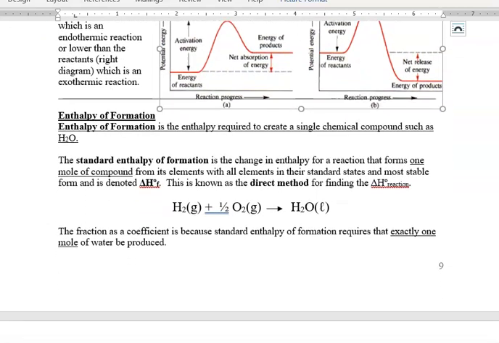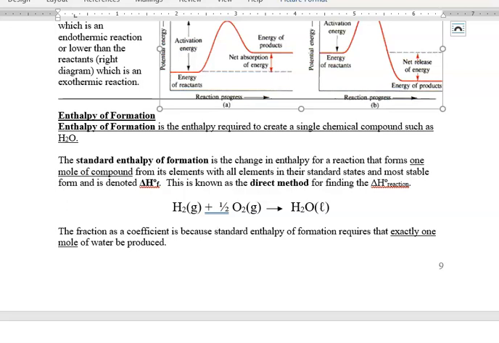All right, enthalpy of formation. Enthalpy of formation is the enthalpy required to create a single chemical compound such as H2O. So the standard enthalpy of formation is the change in enthalpy for a reaction that forms 1 mole of a compound. So that's a key, that's why it's underlined, from its elements, with all the elements in standard states and in their most stable form. And this is denoted as delta HF for the formation, and the little circle means standard. So it means at standard state conditions, 25 degrees, 1 atmosphere.